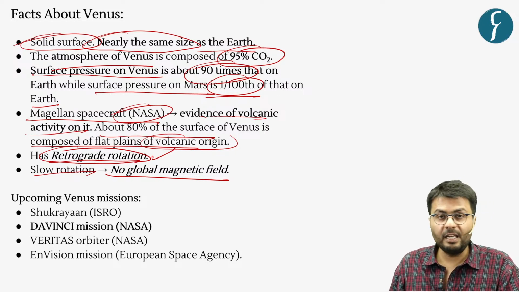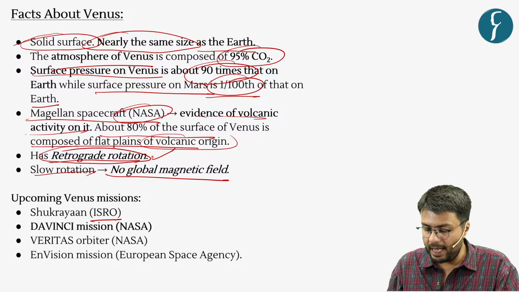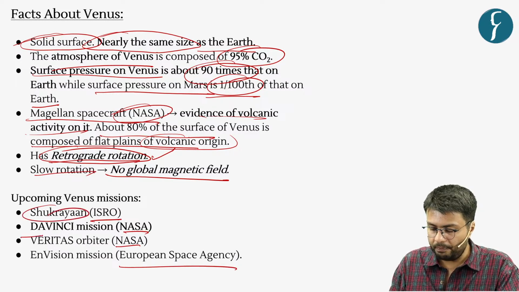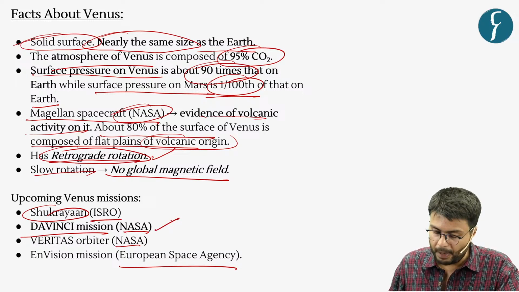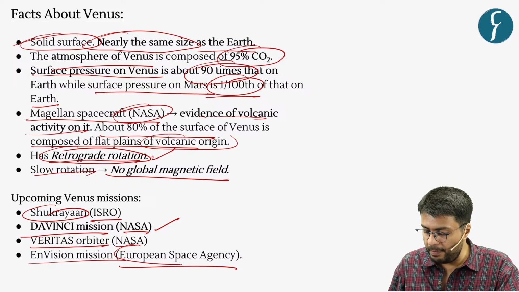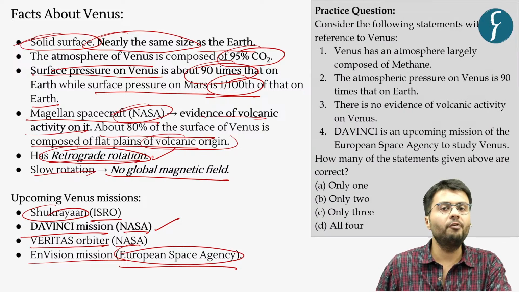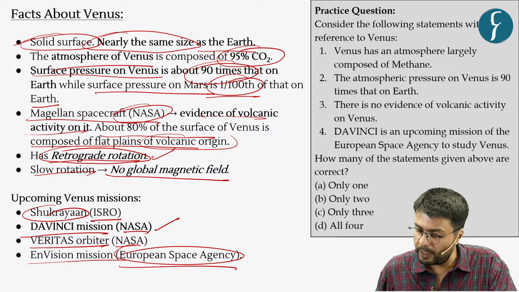Now, there are various missions which will be undertaken by ISRO, NASA and the European Space Agency: Shukrayaan, DAVINCI, which will be undertaken by NASA in addition to VERITAS. Whereas the EnVision mission will be undertaken by the European Space Agency. So based on this information, let us now solve the practice question.